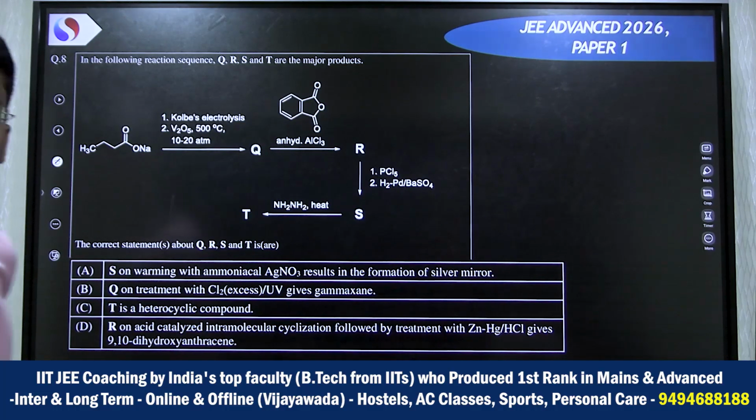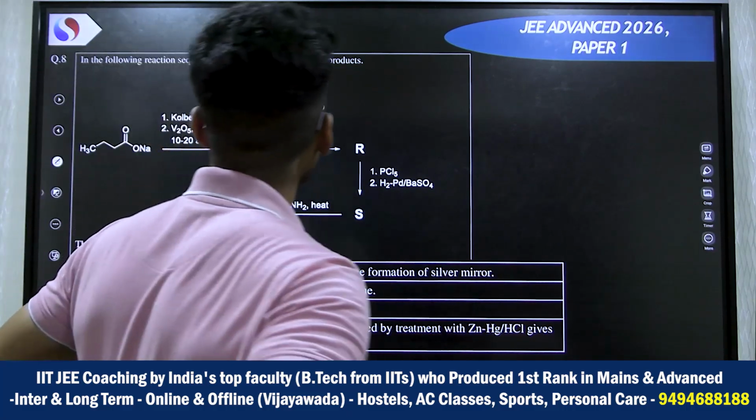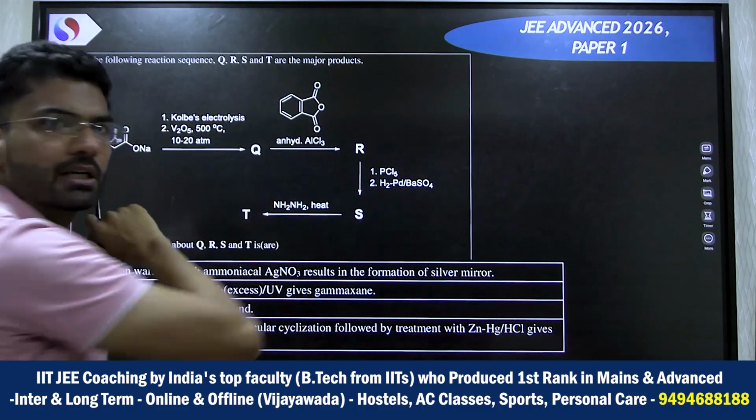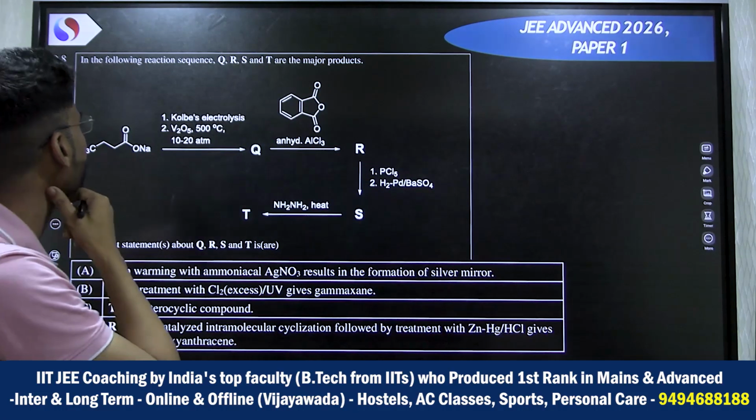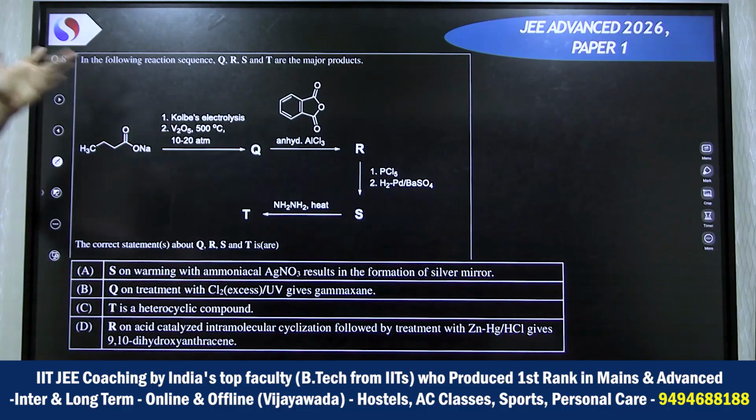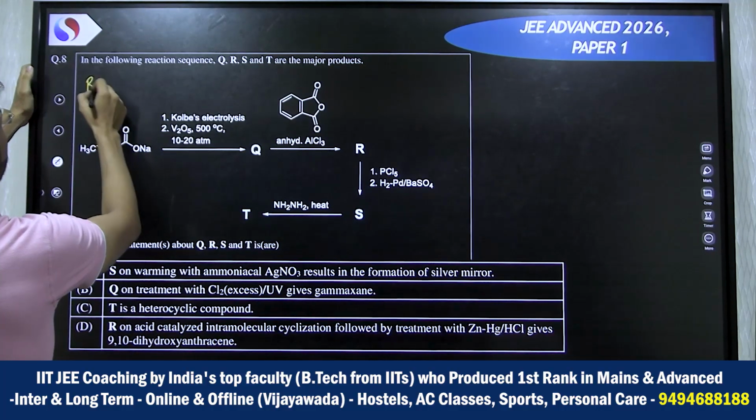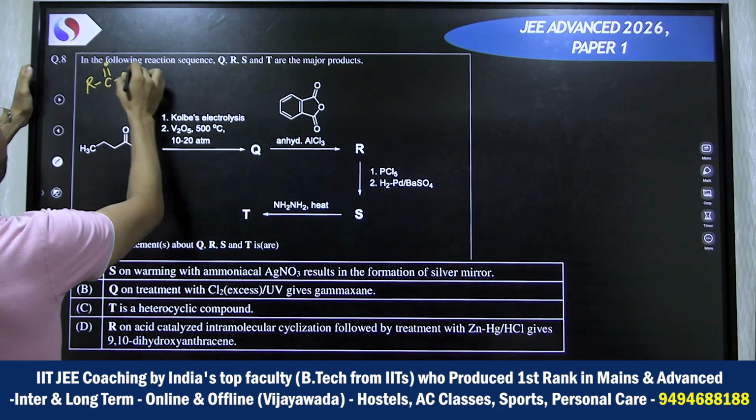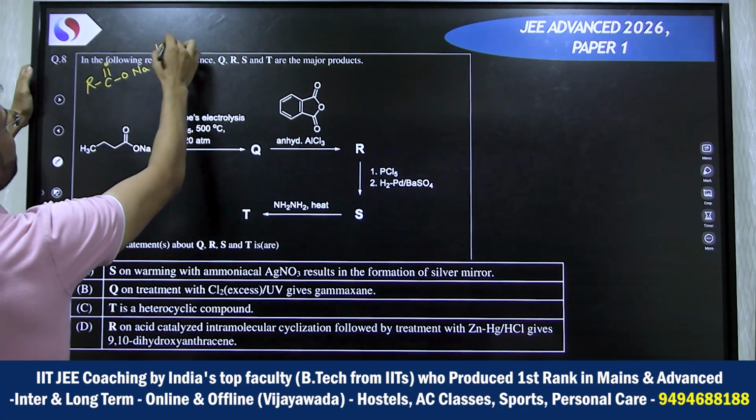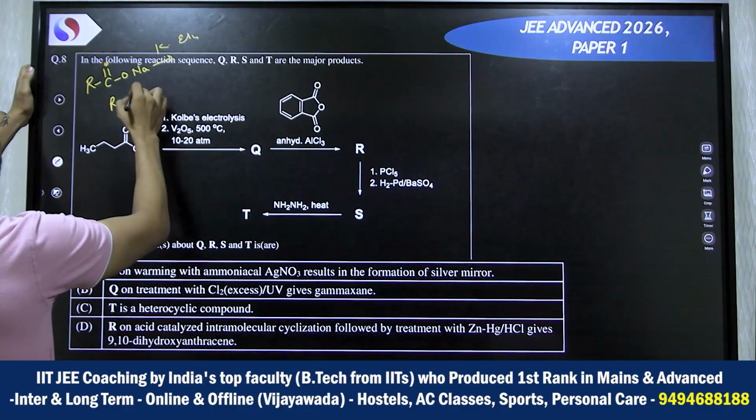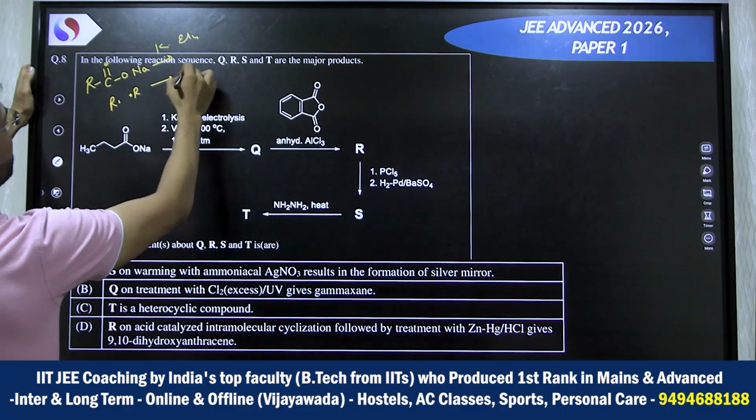So this is a very simple question. In the following reaction sequence, Q, R, S and T are the major products. Kolbe electrolysis is given. Okay, let's start with that. So what is Kolbe electrolysis? I know that in Kolbe electrolysis, if I have such a group, C double bond O, ONa, and I do Kolbe electrolysis, it will form an R radical, another R radical, and it will give me the higher alkane.